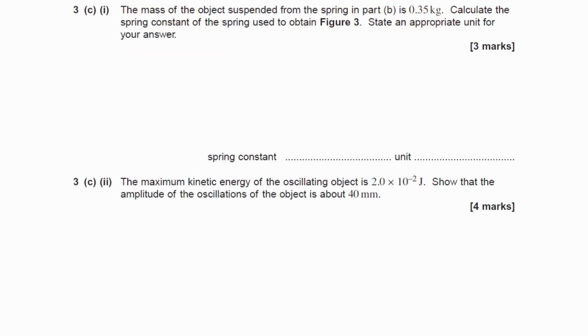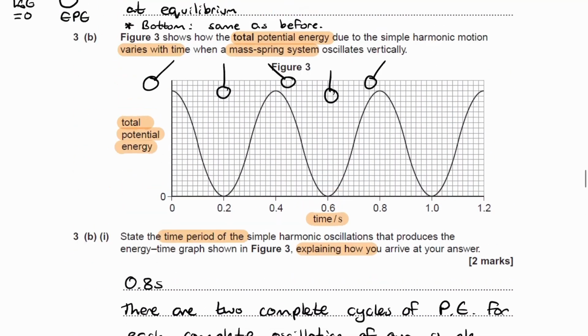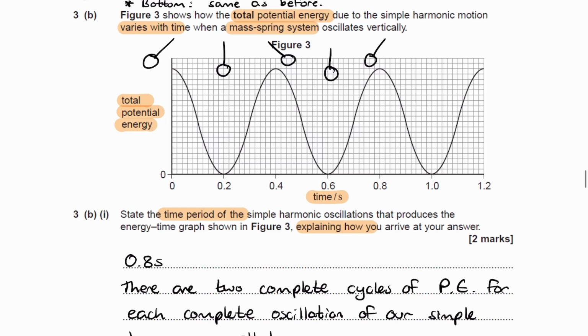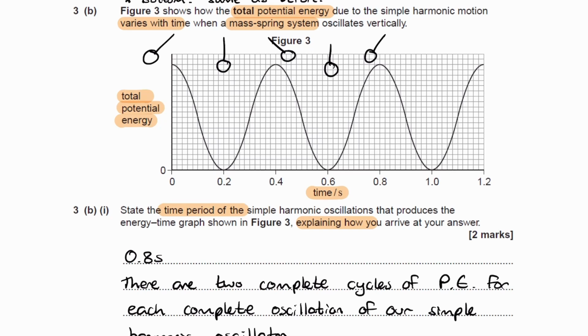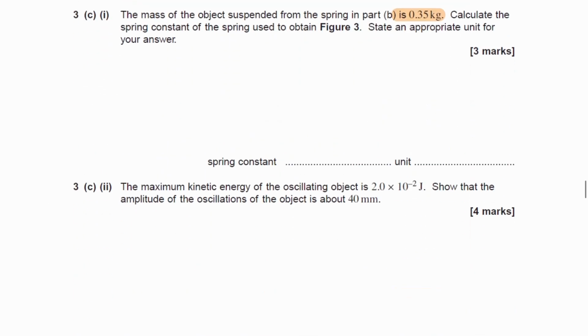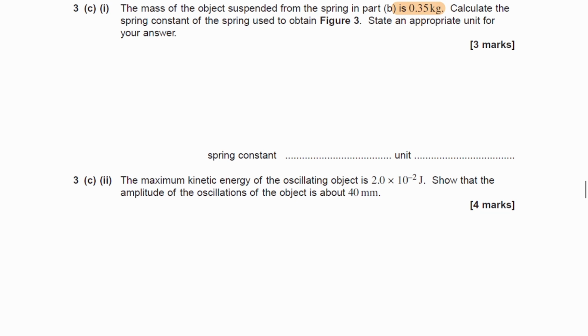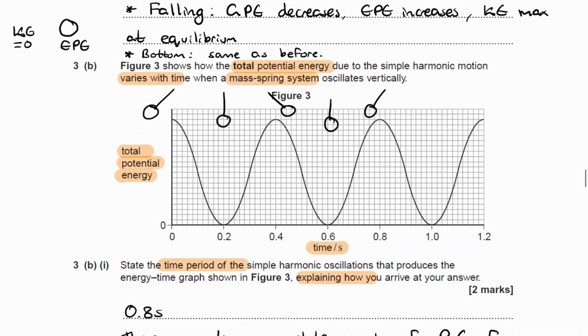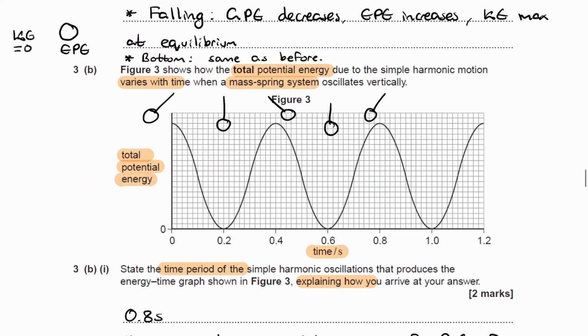For C part 1, the mass of the object suspended from the spring in part B is 0.35 kilograms. So part B was this scenario here. So what's unique about this scenario is the time period, again, is 0.8 seconds. That's all the information that we're effectively told here. Time period is 0.8 seconds. What are we trying to work out? We have the mass. We want to work out the spring constant of the spring used to obtain figure 3. Figure 3 was the graph that we had here. So what is the spring constant of this spring?